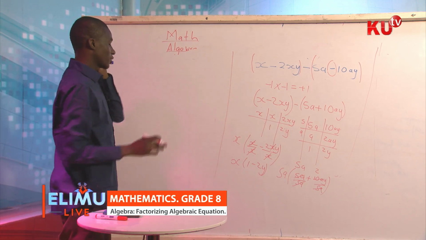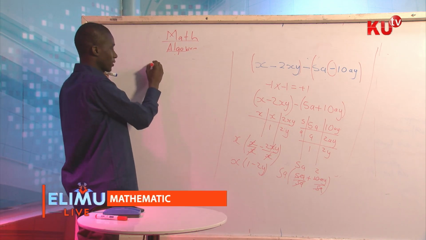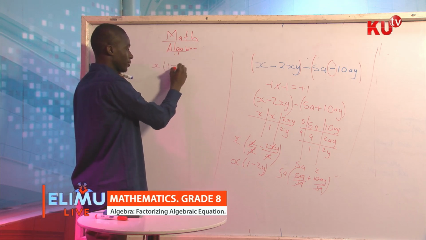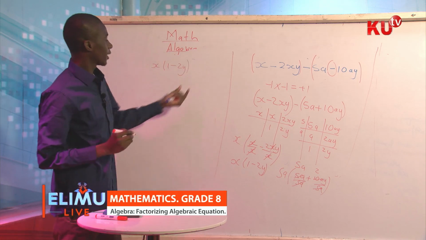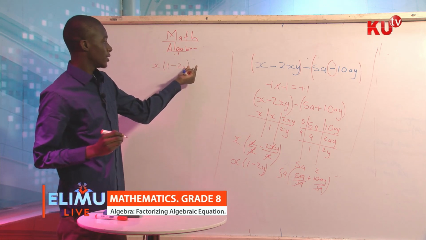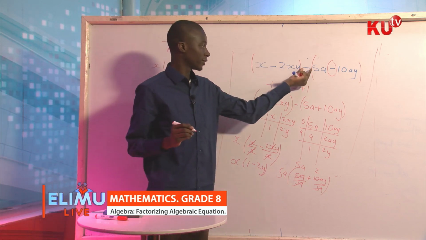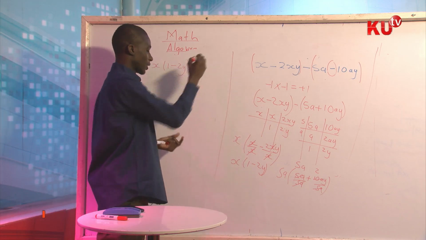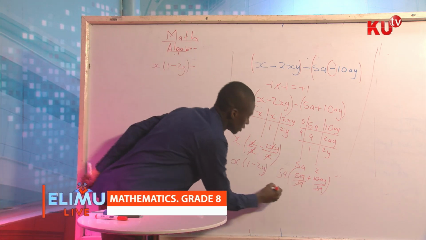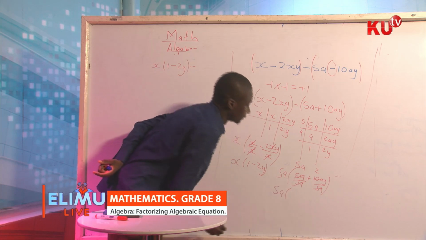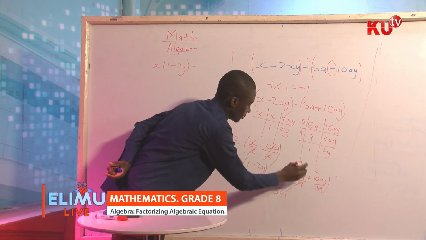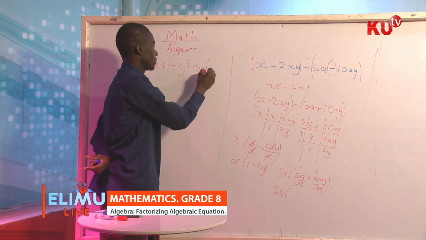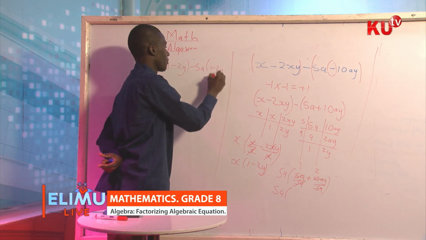From those two parts, you're going to get your first expression as x into bracket 1 minus 2y. Now, in this case, our sign is not going to be an addition sign. Rather, it's going to be this subtraction sign here. So subtract our second expression, which is a 5a into 1 subtract 2y.